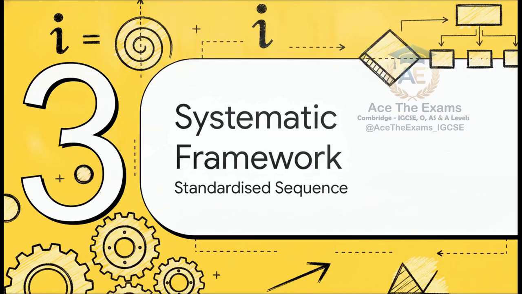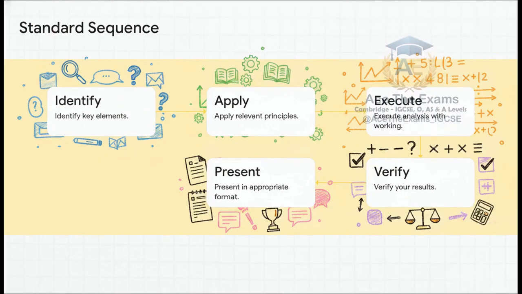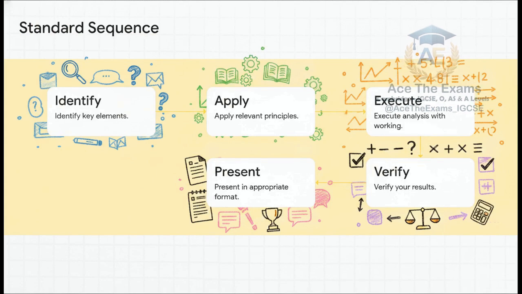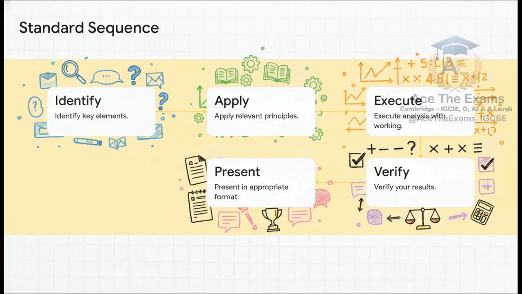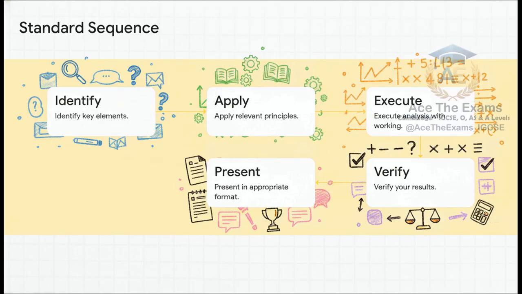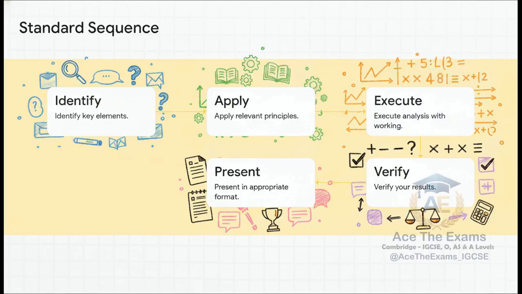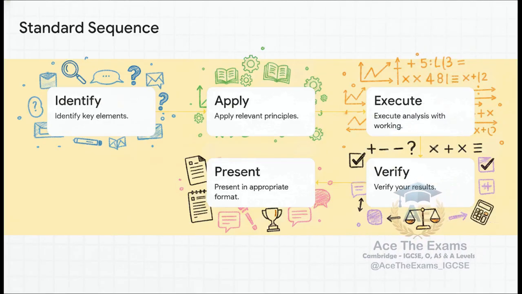Systematic procedural framework. I need you to memorize these 5 systematic processing steps right now. Seriously, write these down. Step 1, identify the key elements of the question. What is the bowler actually throwing at you? Step 2, apply the relevant principles and select your analytical framework. Step 3, execute your analysis with clear, unmistakable working. Show your work. Step 4, verify your results. Does this answer actually make sense? And Step 5, present the final information in the appropriate format using correct terminology.